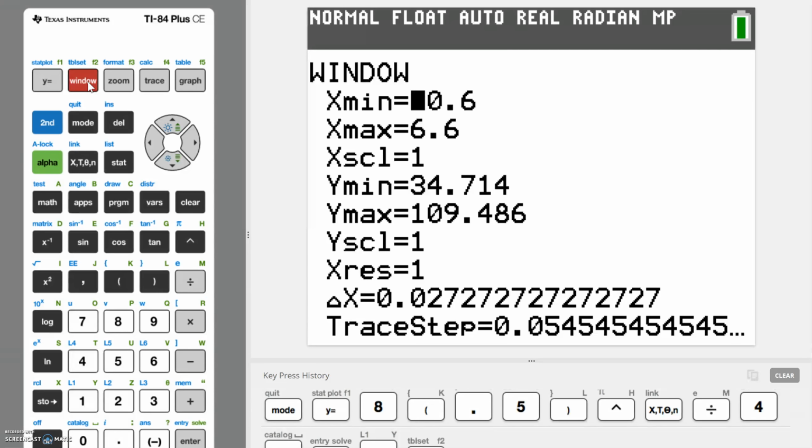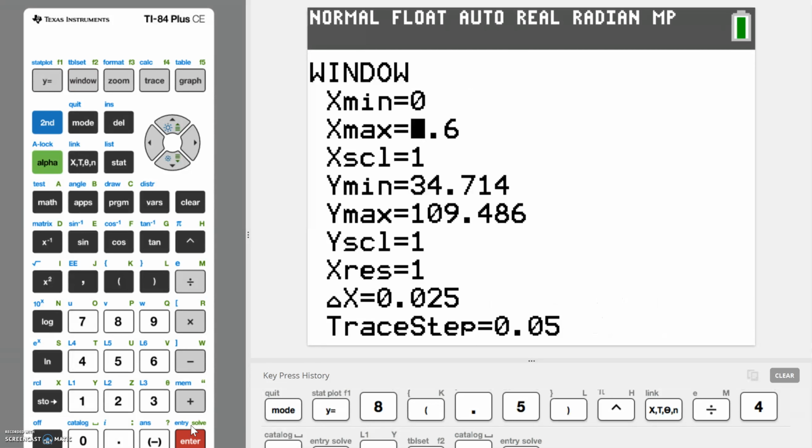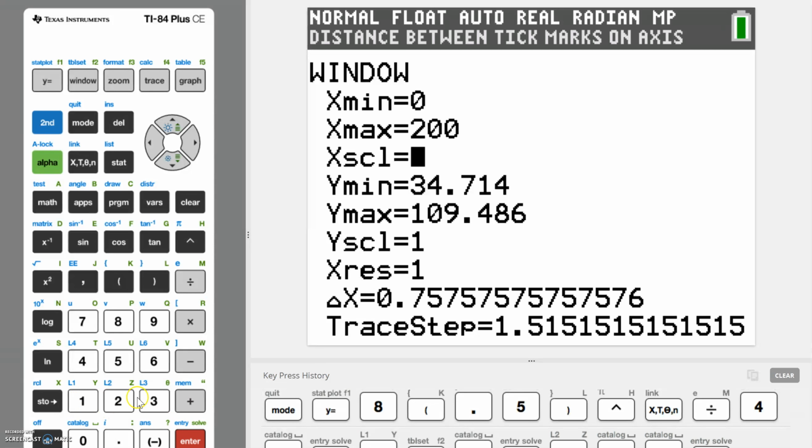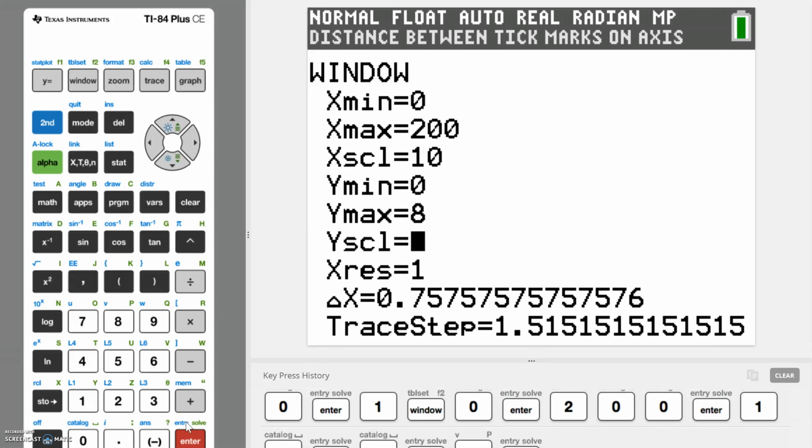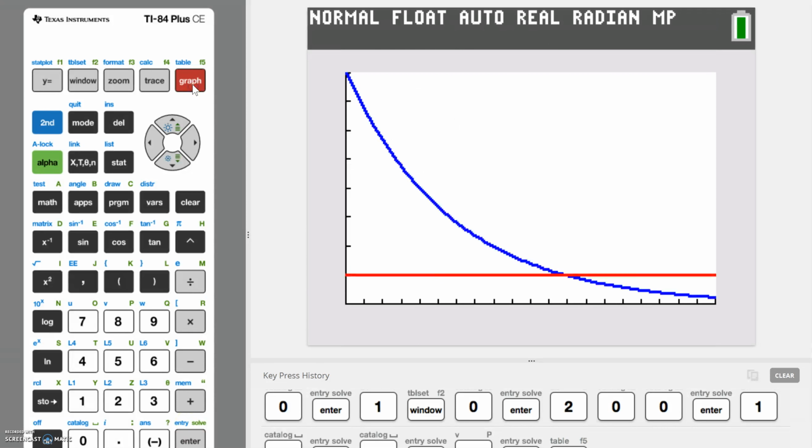Let's see, for my window, my x's here have to do with number of days. So I'm going to go from 0 to 200 days. My y's deal with the number of grams of substance that we have. So it's going to be bigger than 0, but less than 8, because 8 was the initial amount. Here in blue, you see the decay function. In red, you see y equals 1.